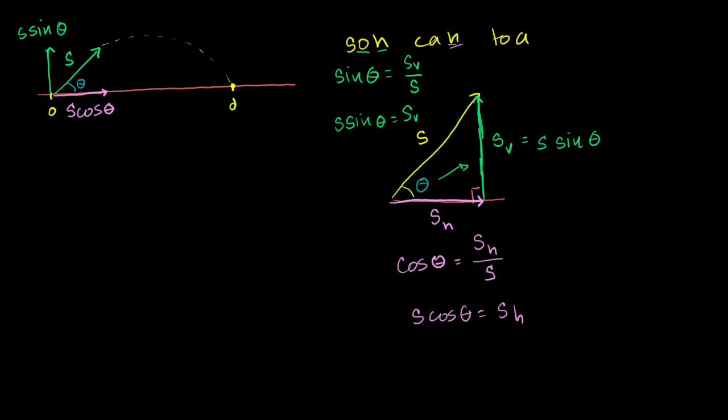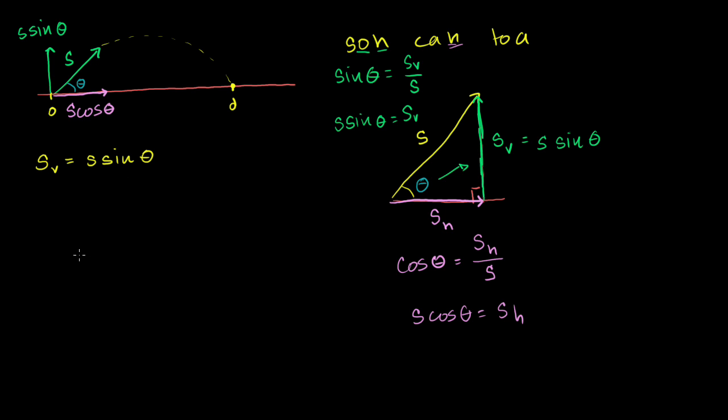Let's figure out how long this object is going to be in the air, given that its vertical velocity, or the magnitude of the vertical velocity, is s sine of theta. So its speed in the vertical direction is s sine of theta. So how long is it going to be in the air?